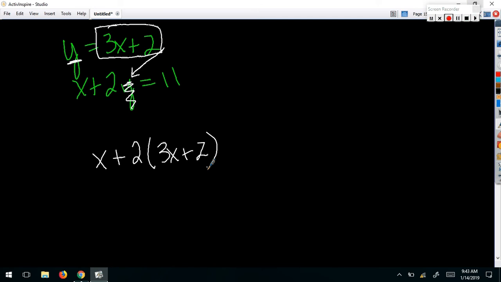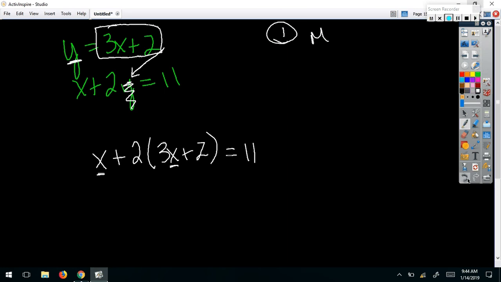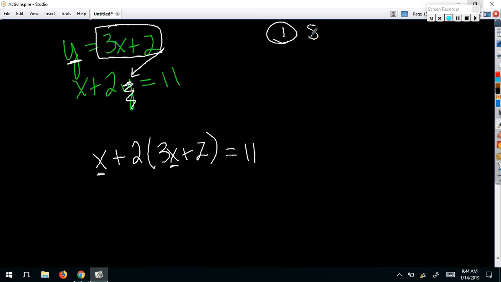If an equation has two variables in it, I don't know how to solve it. But if I can get just one variable, so now I just have x's in here, then I can solve it. Not yet, we're going to solve it. So my first step in this is to make one equation have a variable by itself, say 3x plus 2.